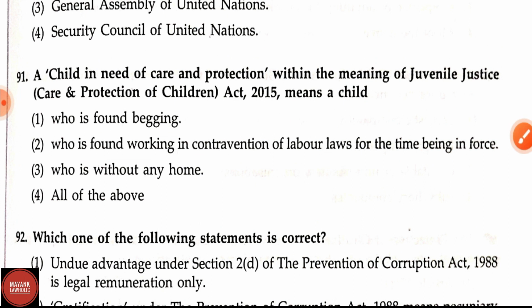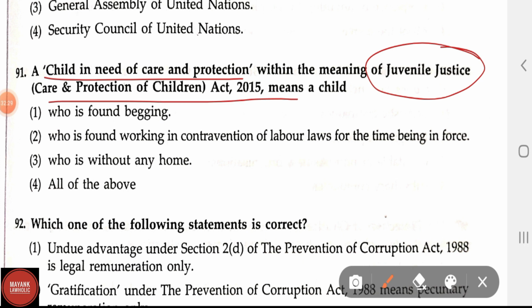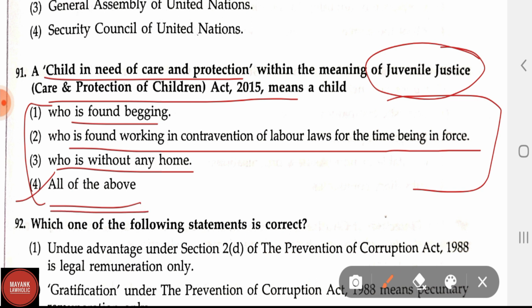Now let us see the question number 91. A child in need of care and protection within the meaning of the Juvenile Justice (Care and Protection of Children) Act 2015 means a child who is found begging, who is found working in contravention of labor laws for the time being in force, who is without any home. Option 4, all of the above. In this question, all the options which are given are correct, because option 4, which says all of the above, is the right answer.